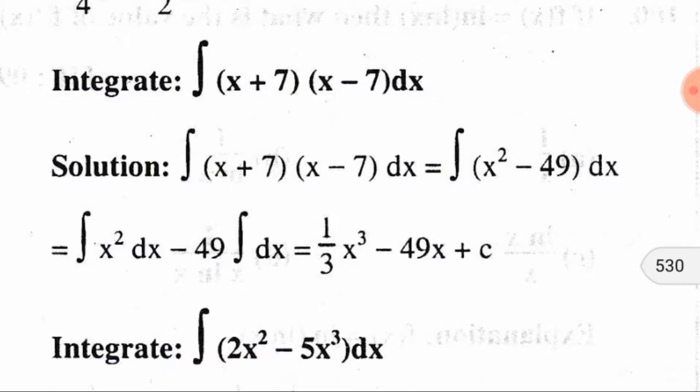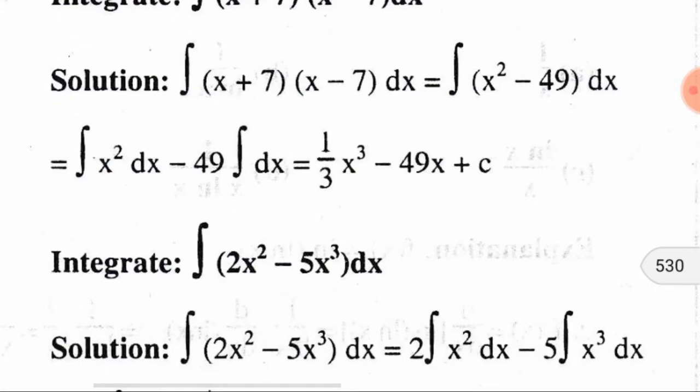Because the integration of dx is x, and integration of x squared is x to the power 2 plus 1 whole divided by 2 plus 1. 2 plus 1 means 3, and that is why we can write integration of x squared dx equals 1 by 3 x cubed.